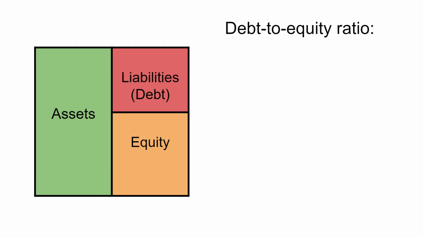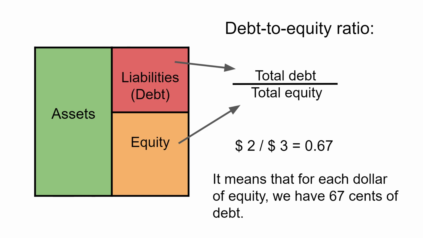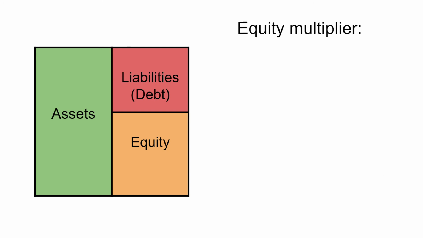Debt to equity ratio is total debt over total equity. In our example, $2 million over $3 million, we get 0.67. And it means that for each dollar of equity, we have 67 cents of debt.